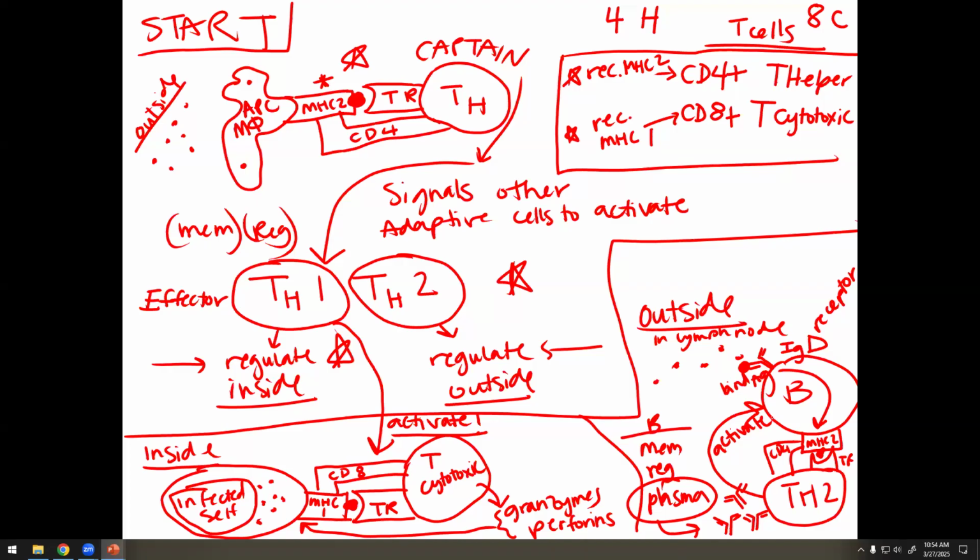Plasma is just the name of the antibody producing effector B cells. So effector B cells that make antibody are called plasma cells.